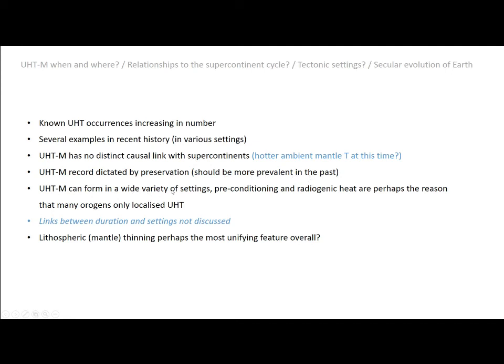UHT metamorphism can form in a wide variety of settings, preconditioned by orogenic heat, perhaps the reason that many orogens are only localized UHT, because these will be variable. And links between duration and setting I've not discussed, but the lithospheric mantle thinning is perhaps the most unifying feature overall. And I thank you for listening.